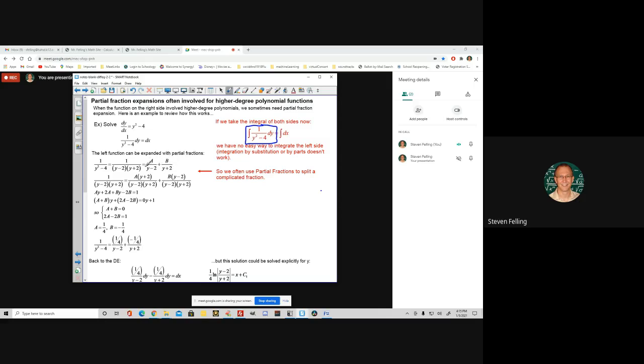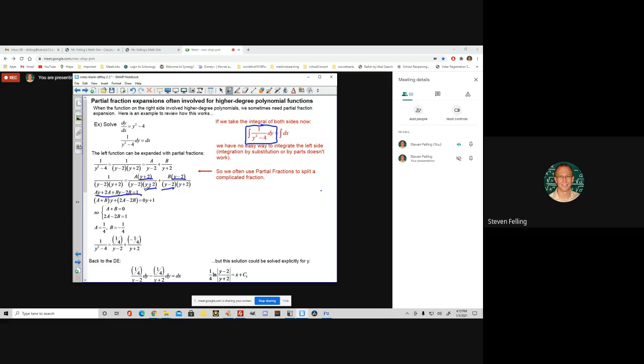What you have to do is get a common denominator throughout. So this term here would have to be multiplied by y plus 2 over y plus 2. And this term here would be multiplied by y minus 2 over y minus 2 so that everything is the same denominator. And then the numerators are that a times y plus a times 2 plus b times y plus b times negative 2 has to equal 1. So you end up with an equation here.